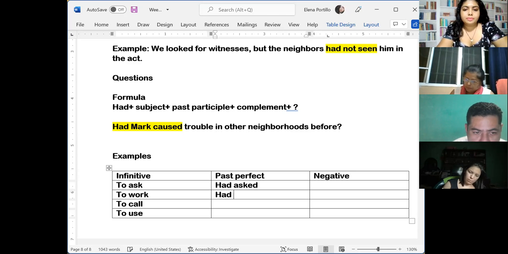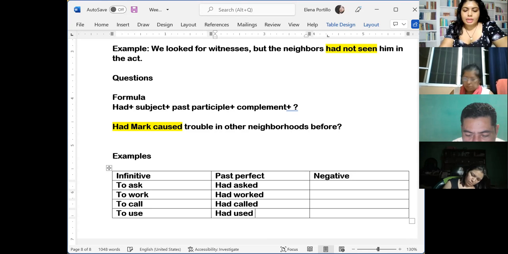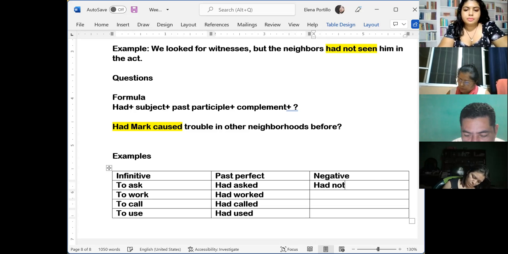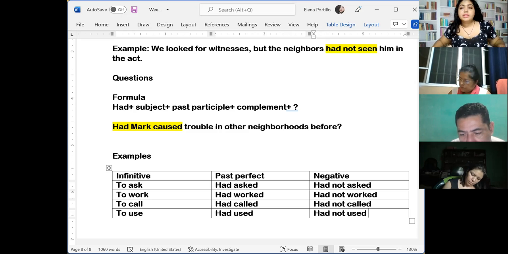had worked, had called, and had used. And in negative, had not asked, had not worked, and had not used. So this is very simple because we have the infinitive part in which we are using the to and the verb.